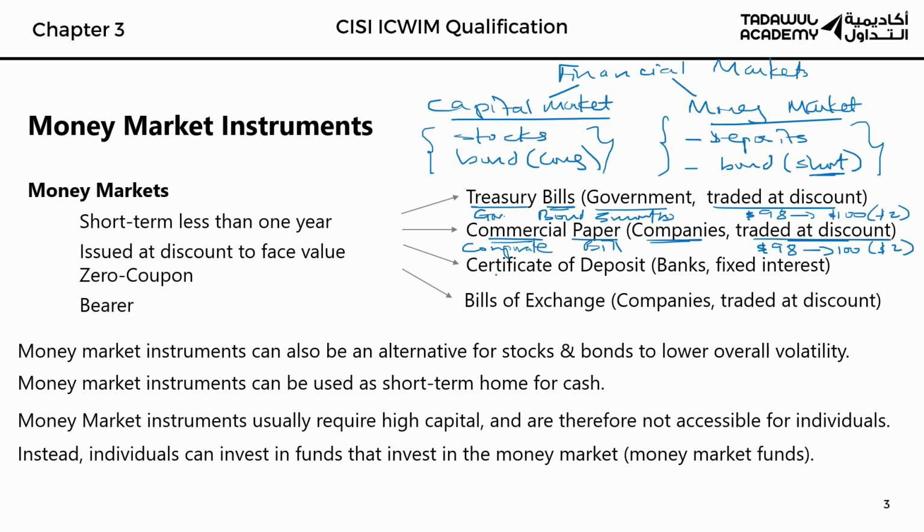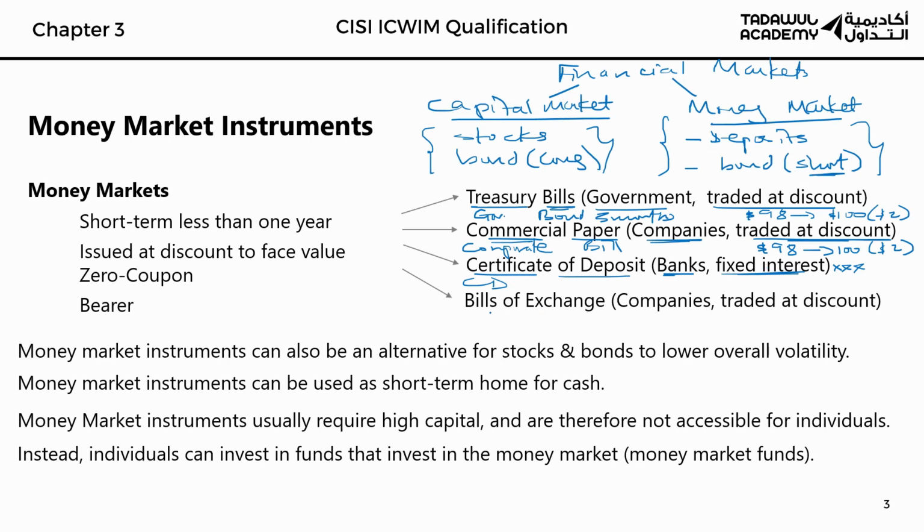The third one is called a CD, Certificate of Deposit. This is issued by banks only. This is the only one that pays interest. So watch out for an exam question here. CDs are the only investment in the money market that pay interest. They are issued by banks and they pay interest.